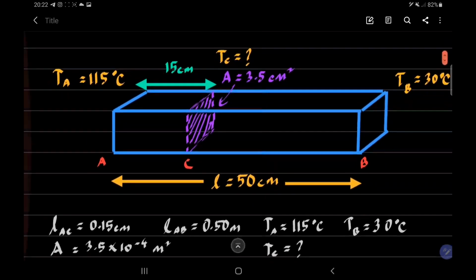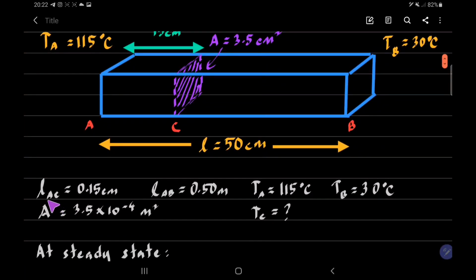For the info, what do we have? They give you the length of AC, which is 15 centimeter. I just convert it to meter. This one should be in meter, sorry. The length of AB is 0.5 meter, the temperature at A is 115 degrees Celsius, the temperature at B is 30 degrees Celsius, and the area is 3.5 centimeter squared. I convert it to meter squared, so multiplied by 10 to the power negative 4, and they ask you to find the temperature at C. I need to change this one first. The unit here is already in meter, so I just cancel out centi: 0.15 meters.